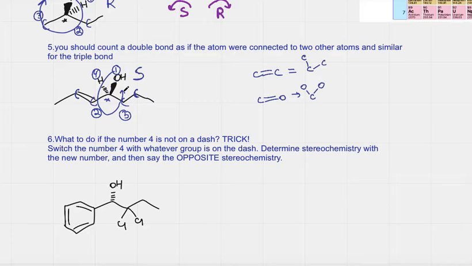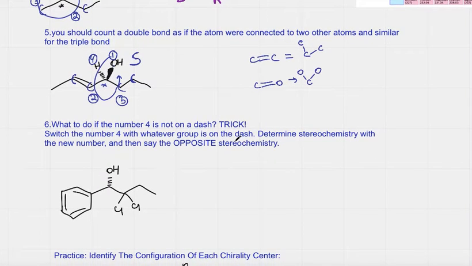Because in order to assign the stereochemistry correctly, it must be dashed. So in the textbook, they usually say that if the group is not dashed, you have to rotate the molecule three-dimensionally until that group is dashed, and then figure out which way 1 through 3 will go. But this is really challenging for people who cannot see three-dimensional well, like myself. So there is a trick, and I took this trick actually from David Klein's book for organic chemistry, and he said that if your number 4 is not dashed, you can switch number 4 with whatever group is on the dash.